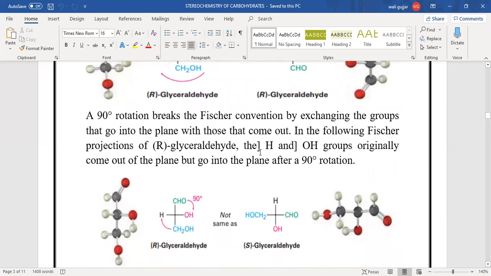Now the question is why a 90 degree rotation is not allowed. The reason is that a 90 degree rotation breaks the Fischer convention by exchanging the groups that go into the plane with those that come out. In the Fischer projection of glyceraldehyde, the hydrogen and hydroxyl groups originally come out of the plane, like in this figure, but go into the plane after a 90 degree rotation.